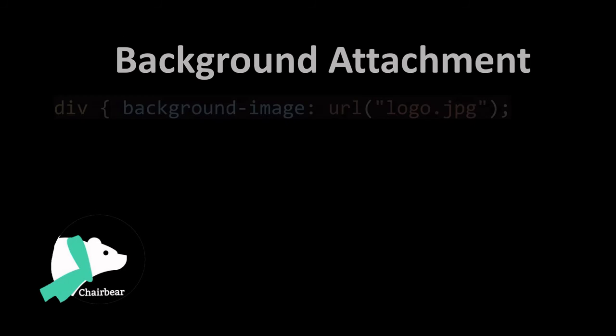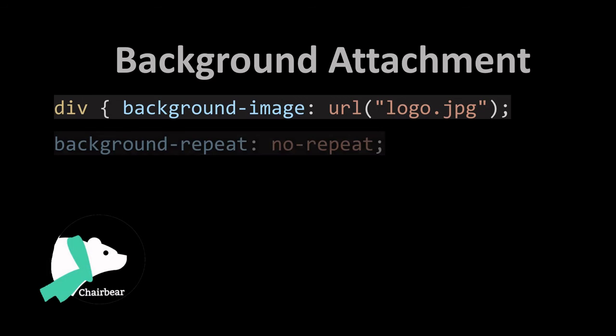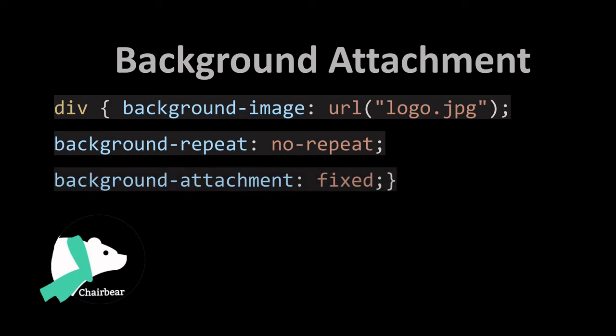The background attachment property sets whether a background image is fixed in place or scrolls with the page. The value of fixed means that the image will not move with the element, even if the element has a scrolling mechanism. The value of scroll means the image will scroll with the rest of the page.